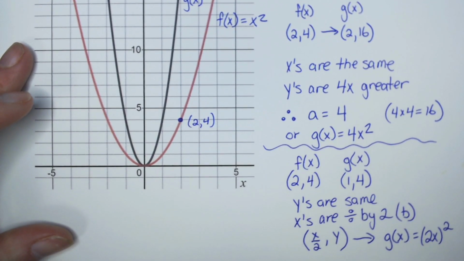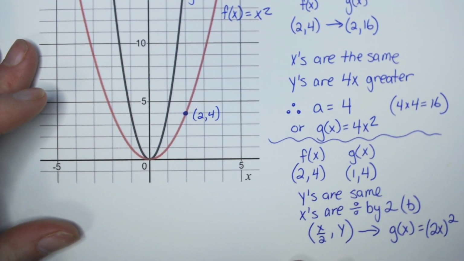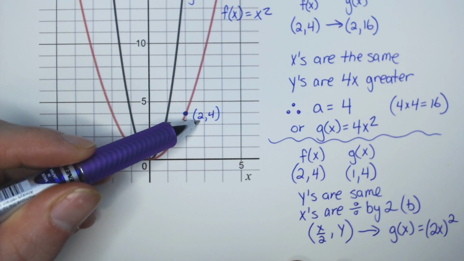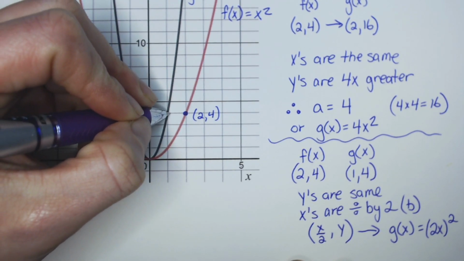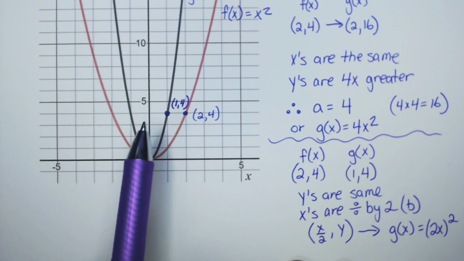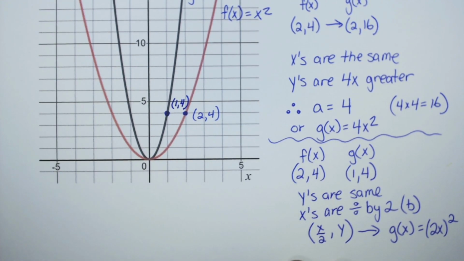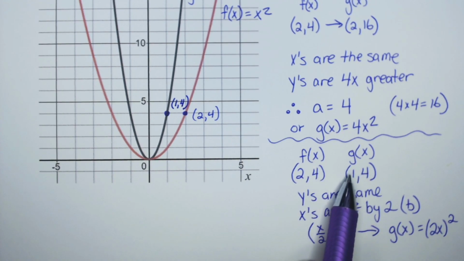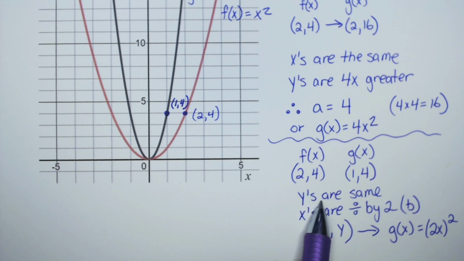So the other way that we can look at this is by using our x values. We have this point here, (2, 4). And on g of x, that value has shifted and it is (1, 4). If we have this value, we're going to do the exact same thing, and we're going to see what happened to the x to make this change. So our original function f of x, we have (2, 4), and our new function g of x, we have (1, 4). Our y's are the same. Our x's are divided by 2. And that change in the x values is our b.